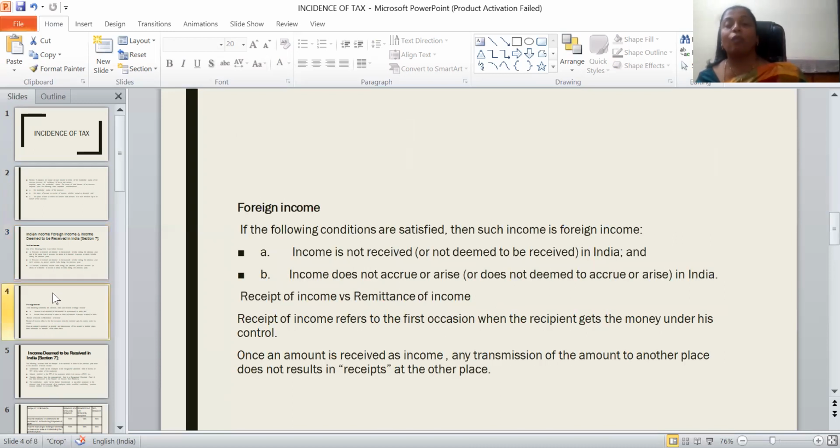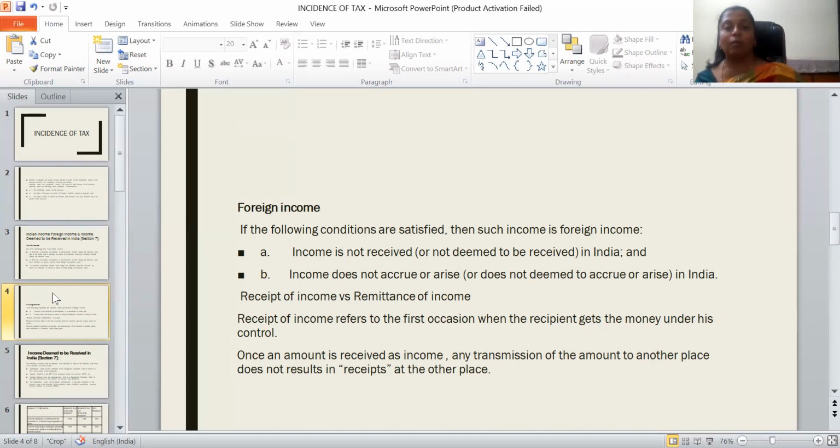The next thing is foreign income. What is foreign income? The following conditions should be satisfied, and then such income is termed as foreign income. Income not received or deemed to be received in India, and income that does not occur or arise, or is not deemed to occur or arise, in India. It is not generated in India. That income itself is not generated in India. That is termed as foreign income.